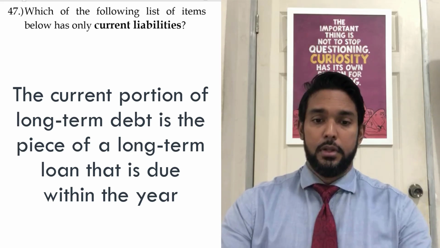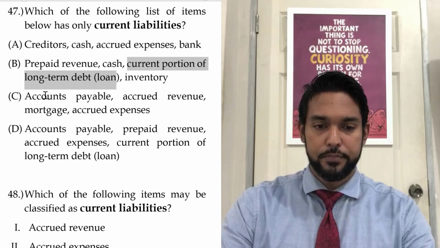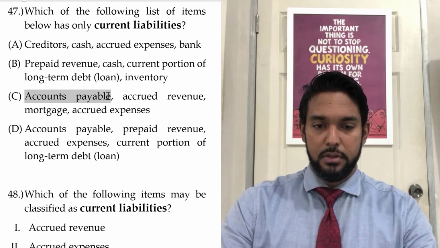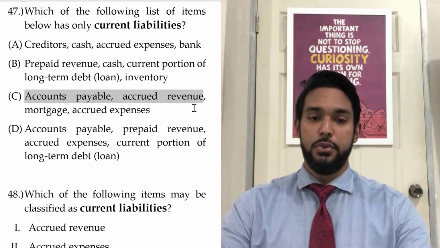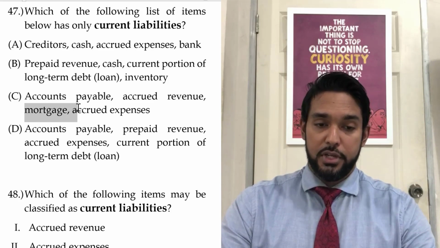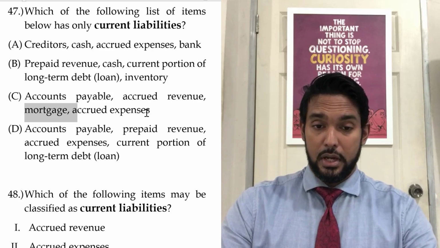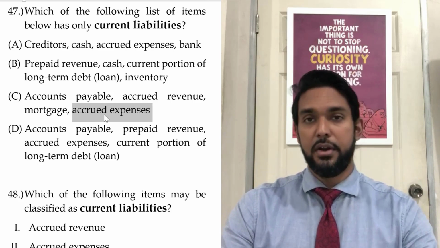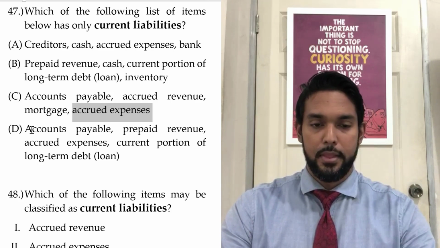All right? Now, option B is out because it has cash and inventory. Accounts payable, yeah. Accrued revenue, no. Accrued revenue is revenue owed to you, which is an asset. Mortgage, now mortgage is a liability, but it's a long-term liability. And accrued expenses, yes, that's current, but obviously we have two items there that are not current liabilities.